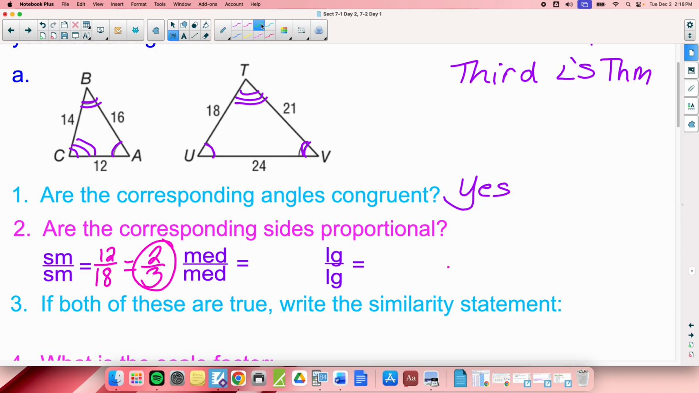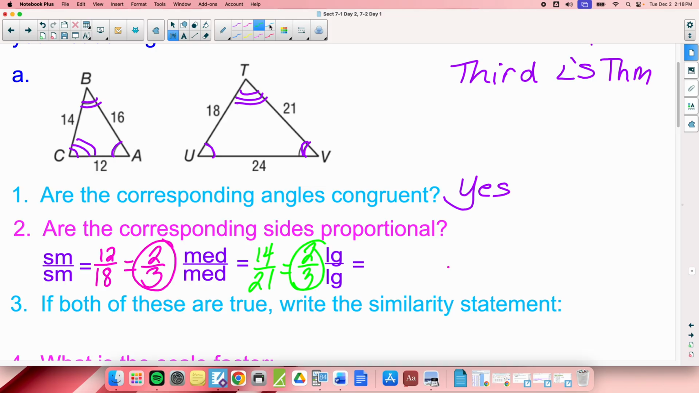Medium size side here is 14. Medium size side here is 21. Do you guys know what goes into 14 and 21? 7. How many times does it go into 14? 2. How many into 21? 3. And notice they're the same, so we keep going.